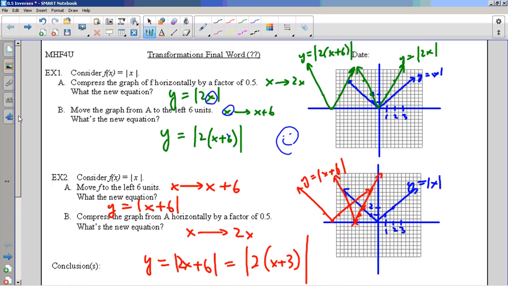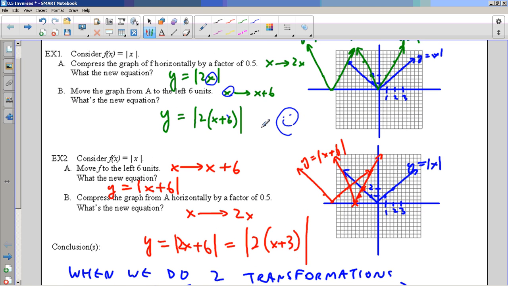Now, the second example has the same transformations, but applied in the opposite order. And so what happens is we move to the left 6, and we end up with this red one with the original shape of the first blue one there. And then what happens is a little bit strange. Compress the graph from A horizontally by a factor of 0.5. So all of these horizontal distances get cut in half, right?